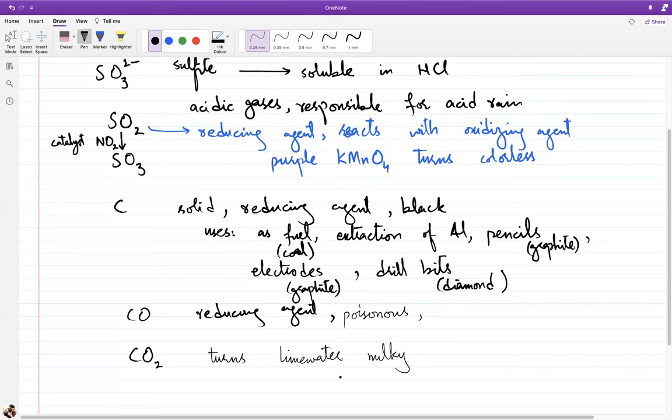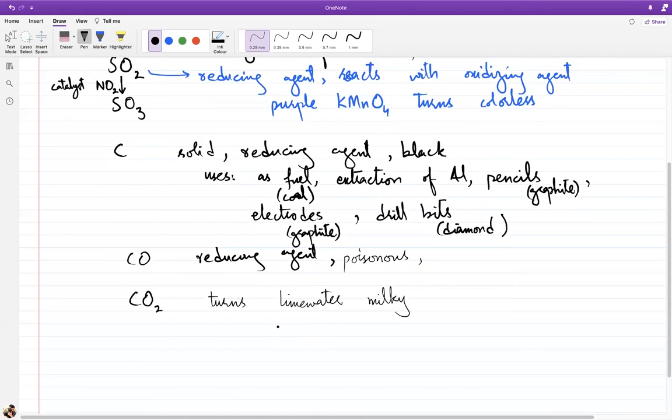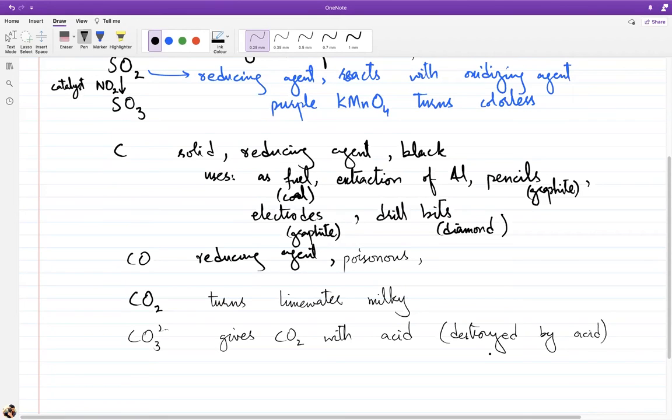And another thing you need to know is the test for carbon dioxide. Then we have carbonate. Carbonate gives carbon dioxide with acid. So that's a test. In other words, it is destroyed by acid. That is also a term that the examiner uses sometimes. So this is destroyed by acids. So that's one thing you need to remember.